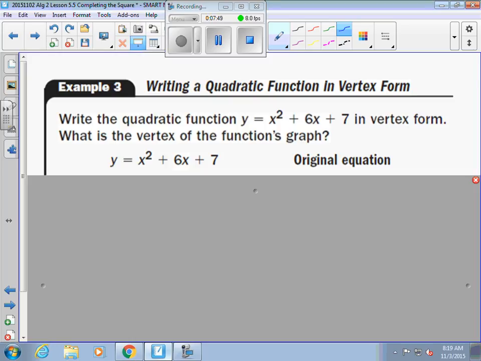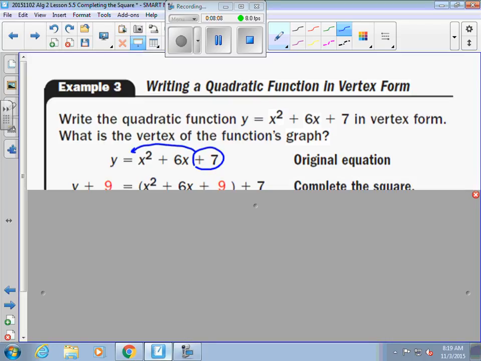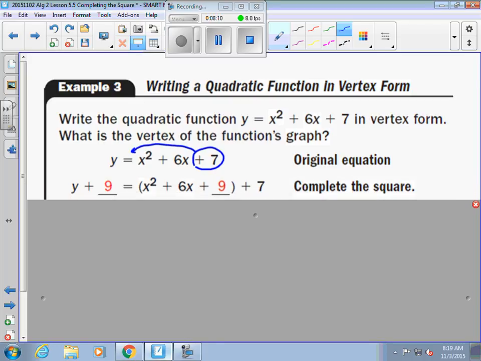Okay. So what we're going to do is the same thing as completing the square. You got to find a new c value. So right here, just like on completing the square, this is not a good c value. It's got to move to the other side. So we move it over the same way by subtracting 7 on both sides. So y minus 7.